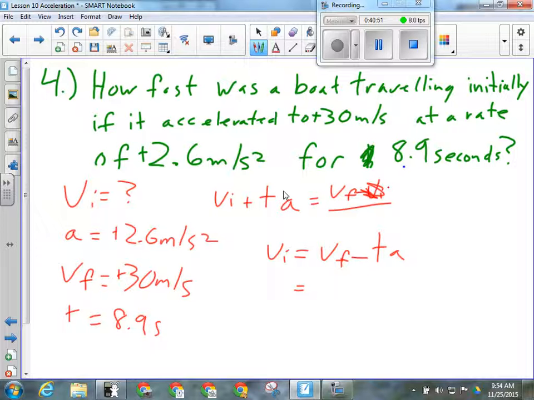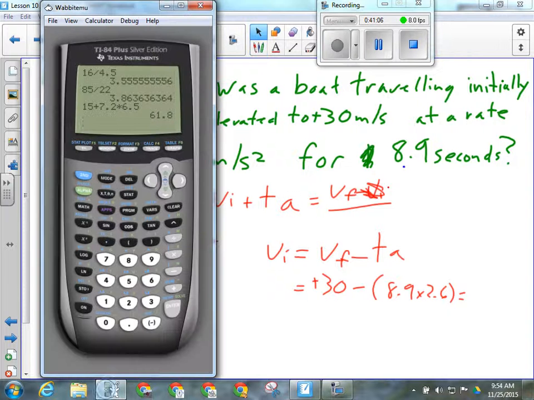So now I can plug in my numbers. That's going to be positive 30 minus 8.9 times 2.6. I don't know why I put brackets around that. I don't need brackets, but I did. Basically this is figuring out how much I'm going to change my velocity by, the 8.9 times 2.6, and then I subtract that from what my final velocity was, and I'll get what I started with, which is 6.86 meters per second, positive.